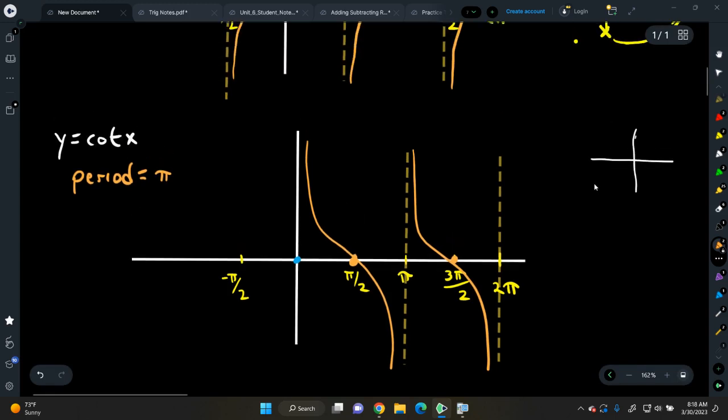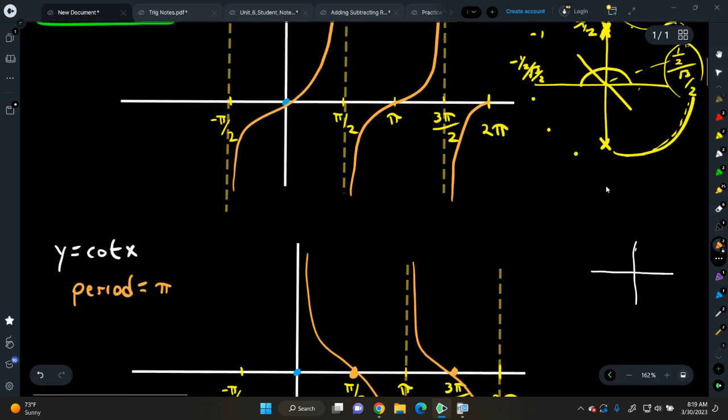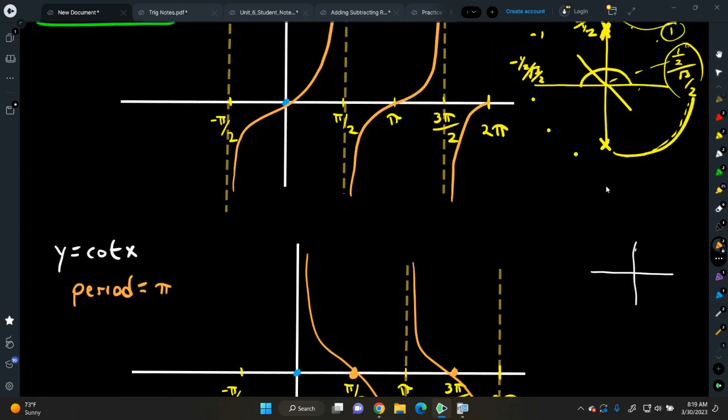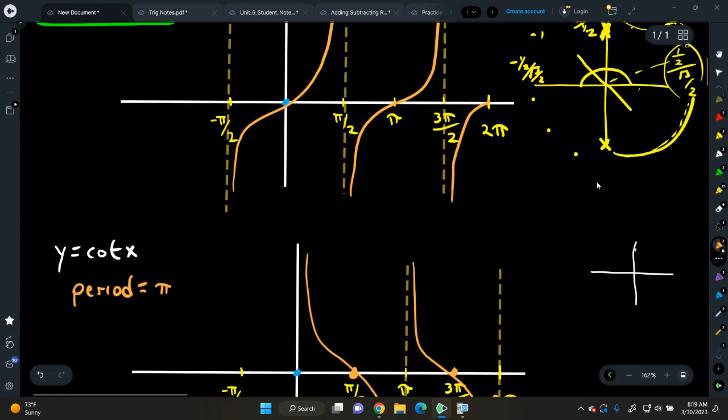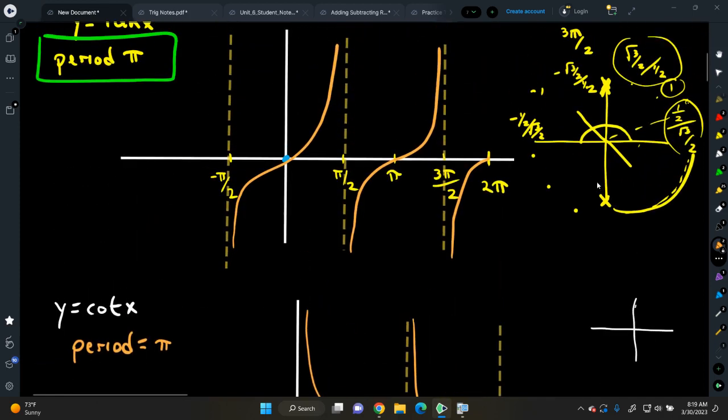Okay, look at the difference between tangent and cotangent. For one thing, the vertical asymptotes are different. Okay, where it's undefined is different. For tangent, it's at pi over 2, and then every pi units from there. Cotangent, it's at pi. You can also look at the zeros. Okay, tangent is going to be 0 at 0 and pi, or 180, and of course 2 pi.